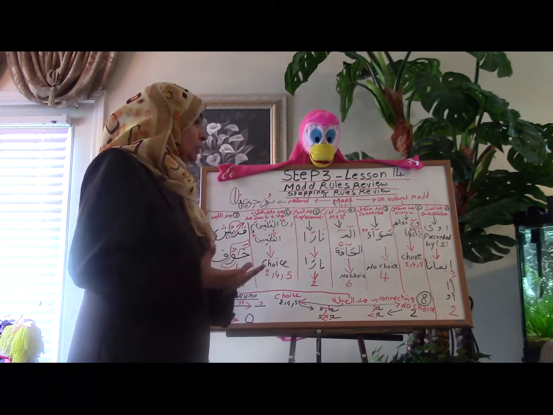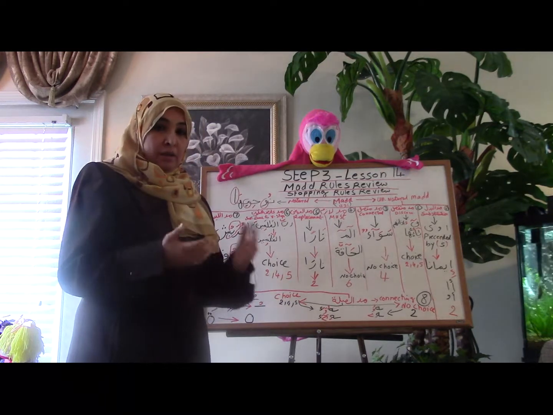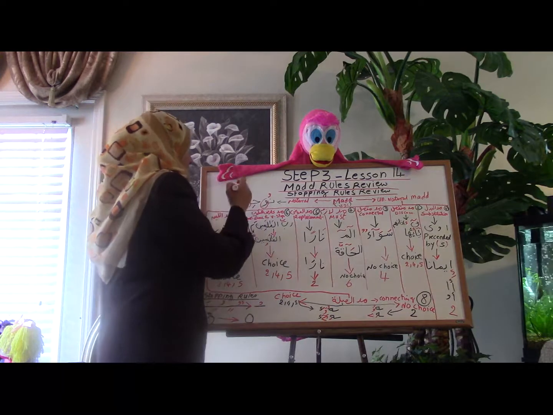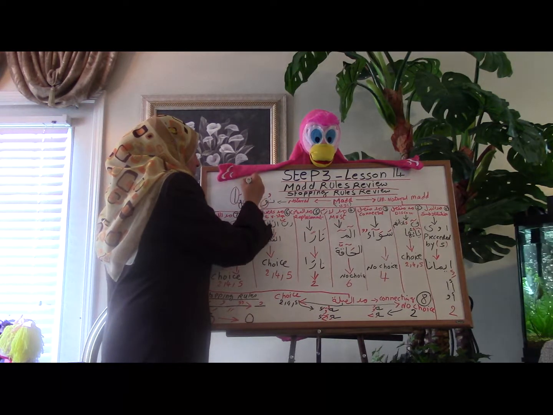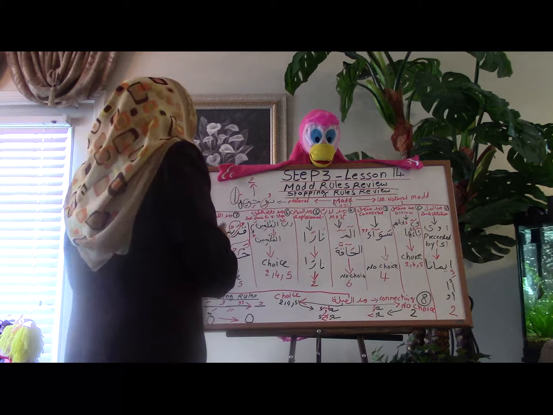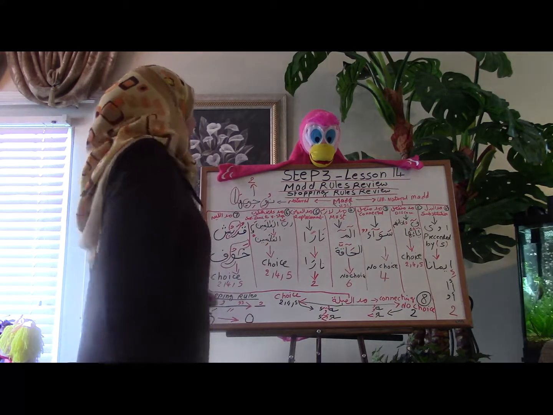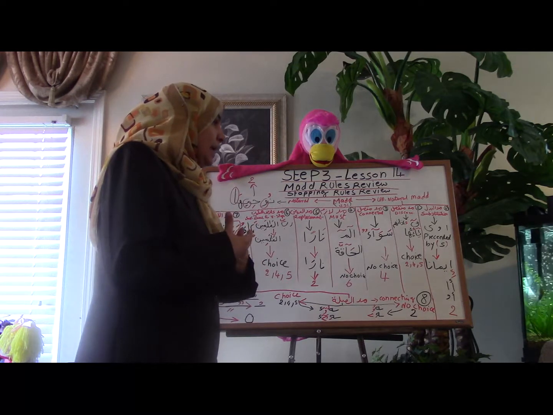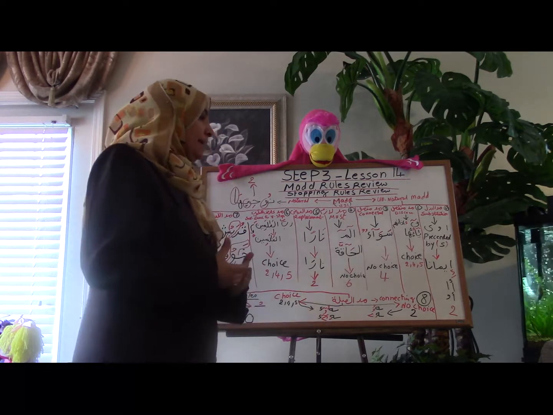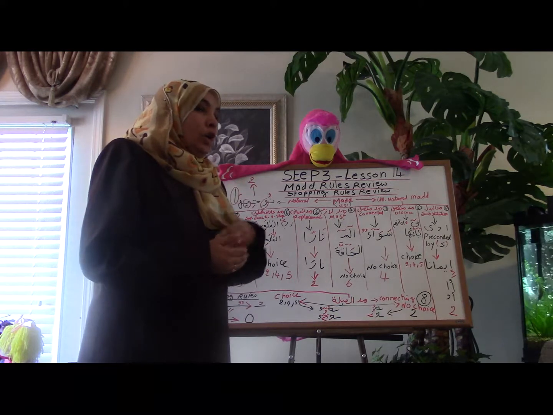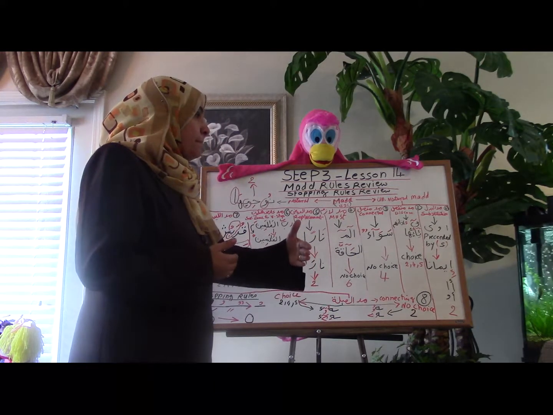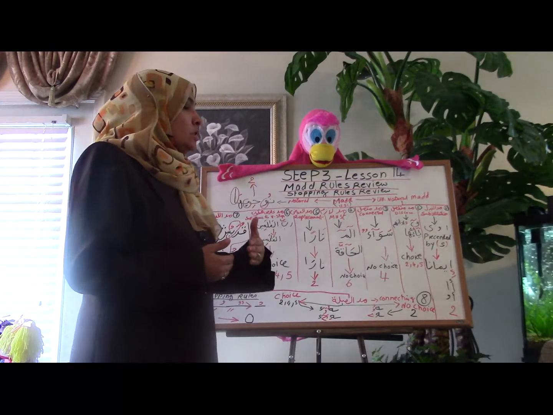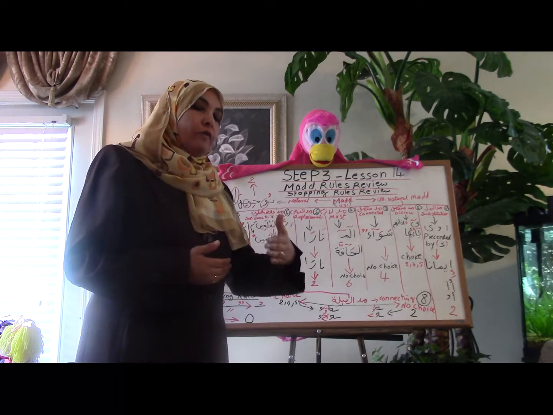And we know the rule for the natural mad is two harakat. Okay, it is two harakat. Now we come to the unnatural mad. This is unnatural because we elongate because of a situation, and the mad letter is not part of the word.